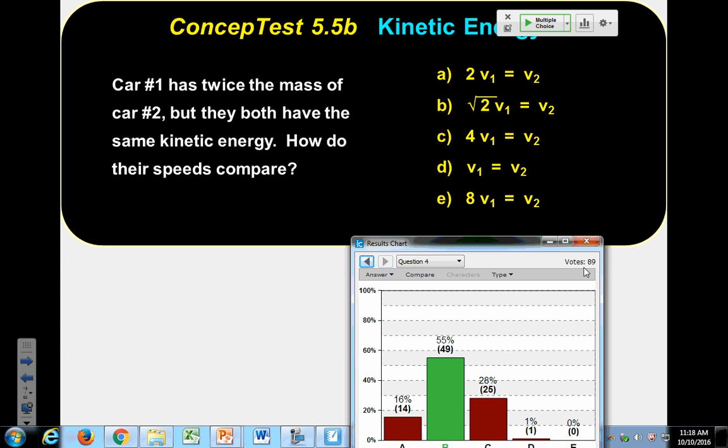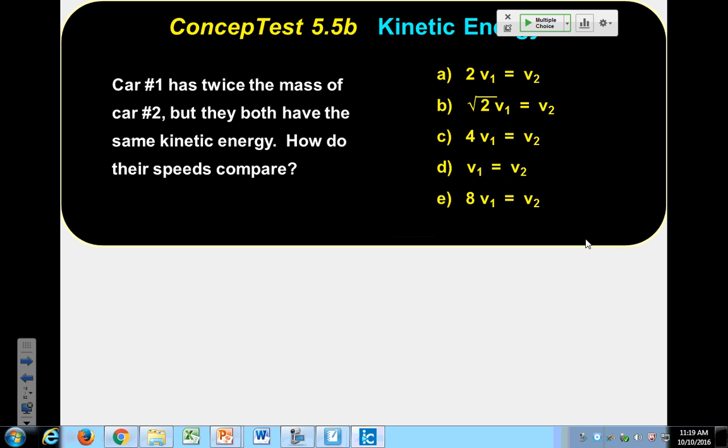Okay, good. B is right. First of all, I just want to think about if car number 1 has twice the mass but the same energy, is it going to be moving faster or is it going to be moving slower than car number 2? It's going to be moving slower because it has twice the mass, but it has the same amount of energy. So more mass, same energy, so it's going to be moving slower. So that means that I can get rid of D. So now the question is, by what factor is it going to be moving slower?